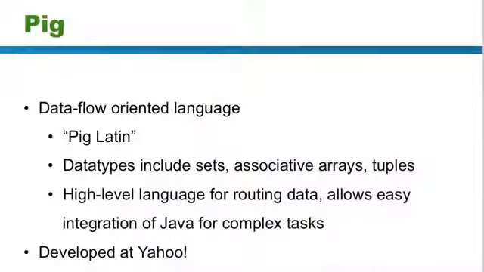Pig is a data flow-oriented language. It was invented at Yahoo, and you can think of it as very similar to Python, Ruby, or PHP. The actual language is referred to as Pig Latin. It supports multiple data types. That includes your primitive types like integers, longs, floats, and doubles. It also includes complex types like sets, associative arrays, and tuples. It's a high-level language for wrangling data and allows easy integration with Java for complex tasks. It also includes nested types.